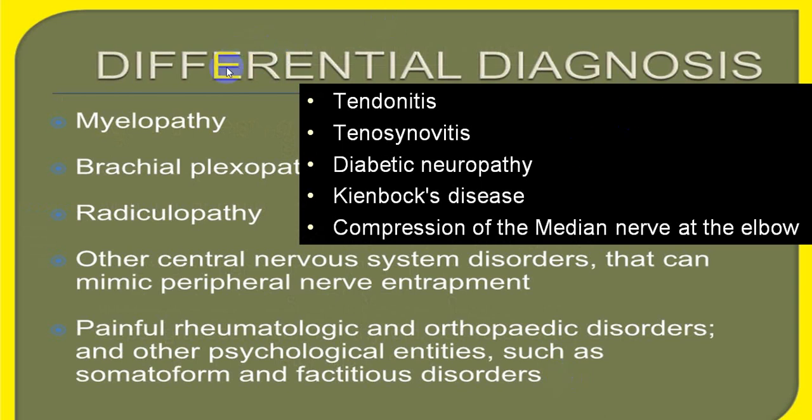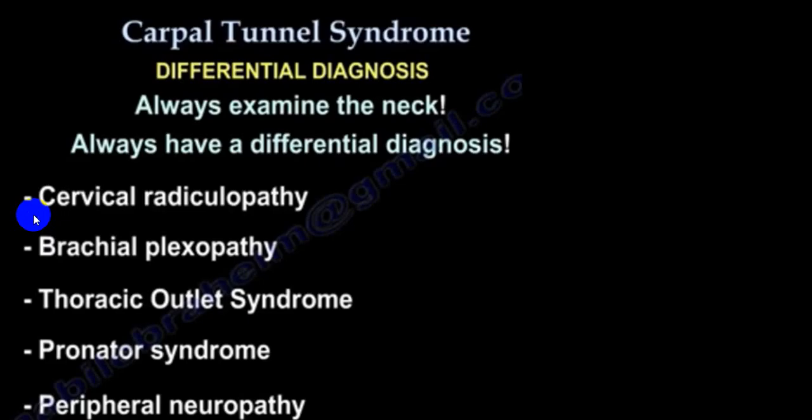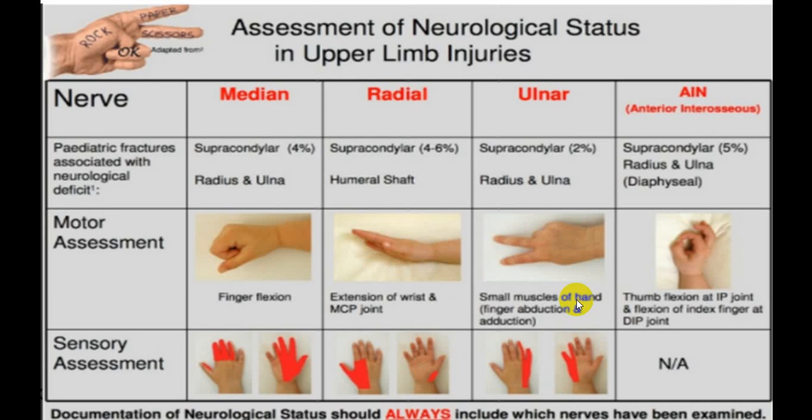At the same time, you have to keep in mind the differential diagnosis, like tendinitis, tenosynovitis, diabetic neuropathy, as well as compression of the median nerve at the elbow, which can produce similar symptoms, and also sometimes radiculopathy. So myelopathy, brachial plexopathy, radiculopathy will be very close differential diagnoses. You will have to differentiate from those groups. So cervical radiculopathy, brachial plexopathy, thoracic outlet syndrome, pronator syndrome, peripheral neuropathy, etc. will be differential diagnoses.